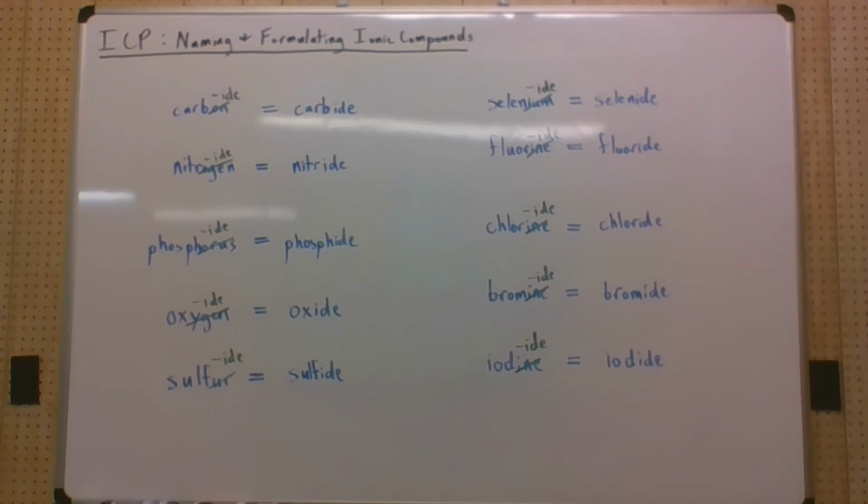We don't see that one very often. We don't use it very often. But the rest of them we do. Especially these last 4 are pretty common. Fluorine becomes fluoride. You've probably heard of that one at the dentist's office. Chlorine becomes chloride, like in sodium chloride, table salt. Bromine becomes bromide. And iodine becomes iodide.